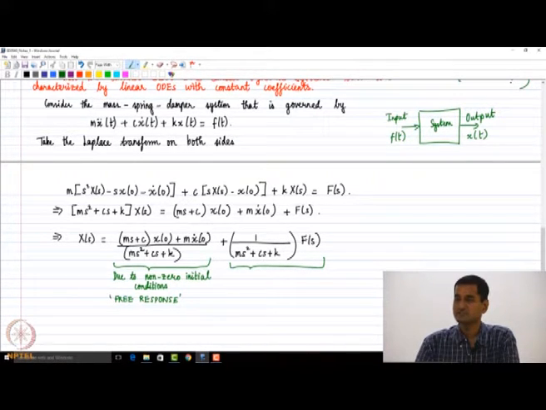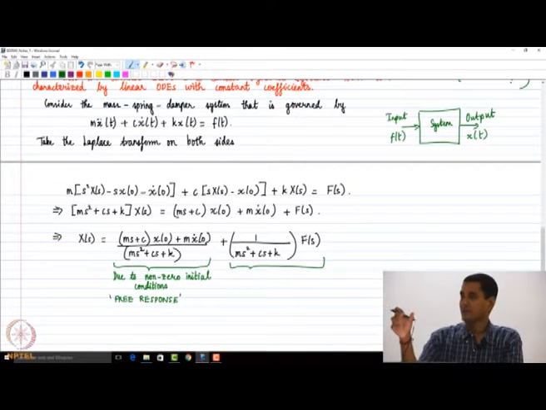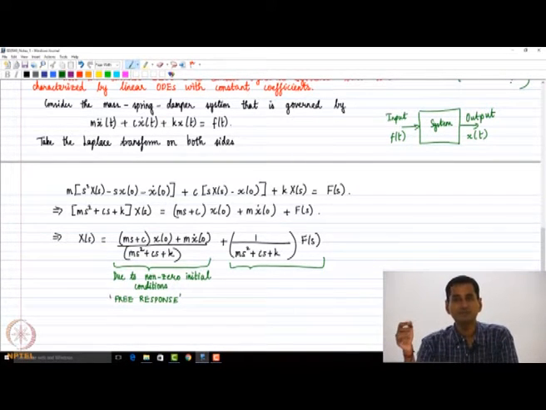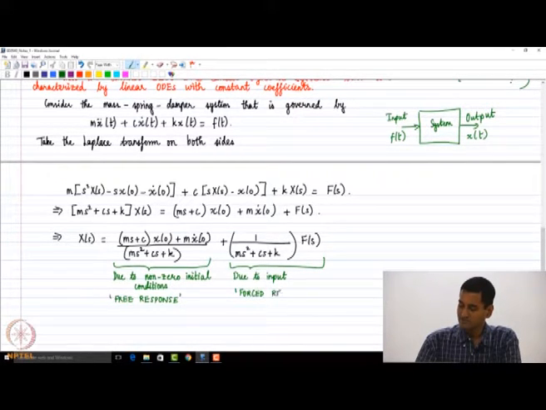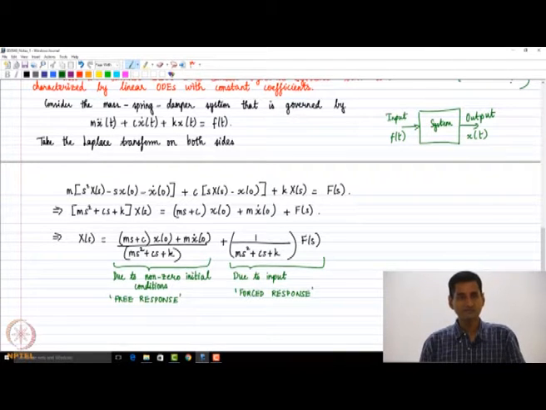Because it is 1 by ms squared plus cs plus k times capital F of s. So that involves the input term F, which is the force. So what does that term provide me with? Suppose I apply a time varying force on the mass, if I keep on pulling and pushing it with some force, what is going to be the displacement of the mass? So that is the contribution of the input to the output, due to the input that we provided. This is what we call the force response.